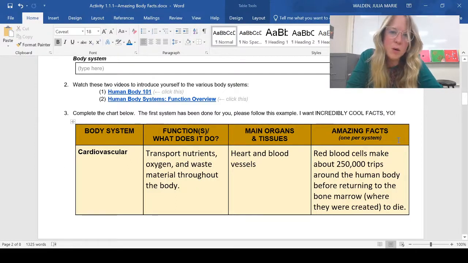Now the fun part of this activity, and the part where you're really going to have that information stick, is this third column. I guess it's the fourth column, but the third column that you're actually filling out. And that's the amazing facts column. And you have one shot, dudes, to get some really amazing facts that are going to blow my mind and blow your mind. And I want incredibly cool facts.